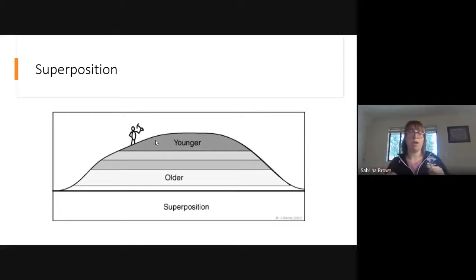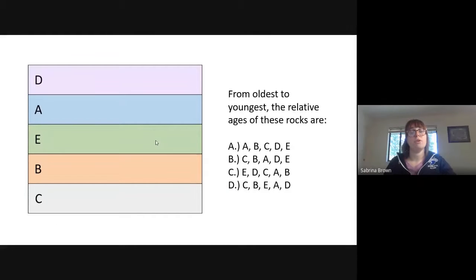So if we go out and look at 4 different layers of rocks, like on the side of a road where the rocks are cropping out, we know that the youngest ones are on the top and the oldest ones are on the bottom. So go ahead, take a second, and label these rocks from oldest to youngest using that principle of superposition. You can pause the video if you need to.